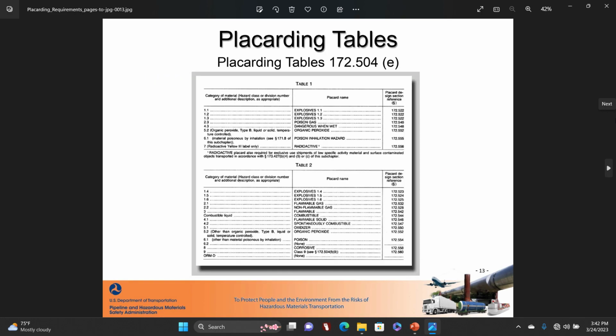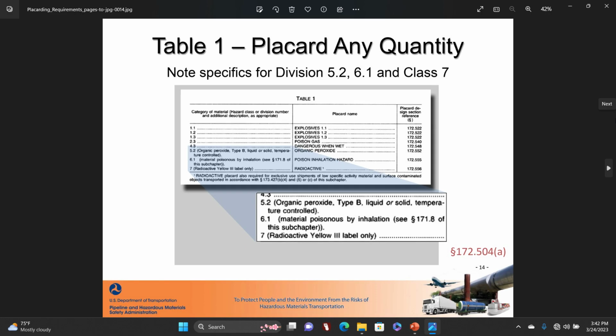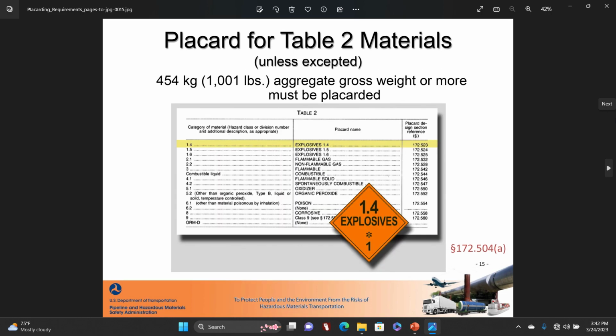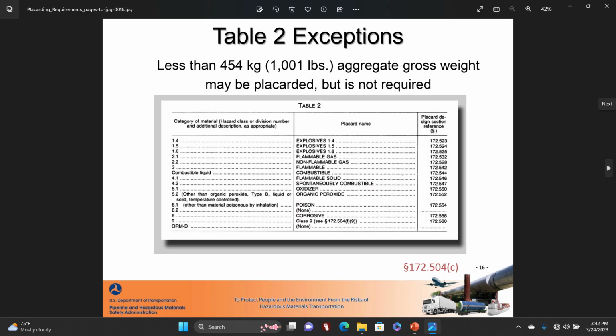This is talking about the tables again. We already discussed that. This is talking about table 1. You placard any quantity of table 1 no matter what. Table 2, there's a whole lot of different rules, and we're going to get into that. So table 2, you have to placard it if it's over 1,000 pounds of any of those classes. So if you have class 3 and you have 1,001 pounds, guess what? You have to placard a class 3 for table 2. If you have 1,000 pounds of 6.1 non-inhalation, you have to placard 6.1 non-inhalation.